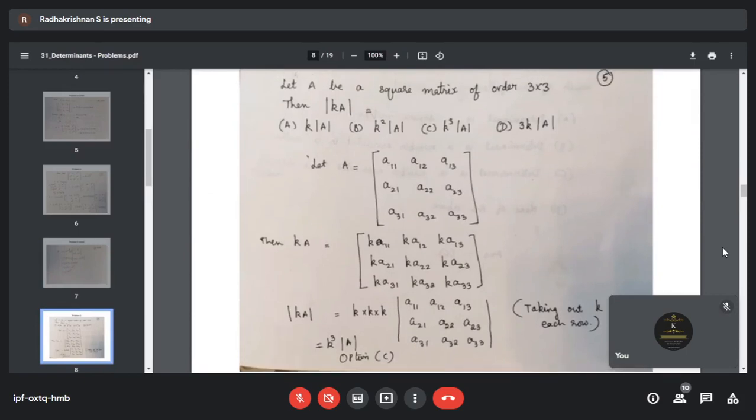So when you multiply a matrix by k, every element gets multiplied by k. Like you say, kA is equal to everything multiplied by k. Now you can take out k from the first row, k from the second row, k from the third row. So you take out k 3 times, then it becomes k cube into that original matrix. So the determinant becomes k cube into that original determinant. So that is option C.